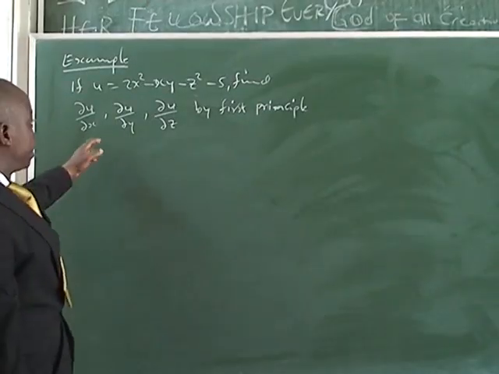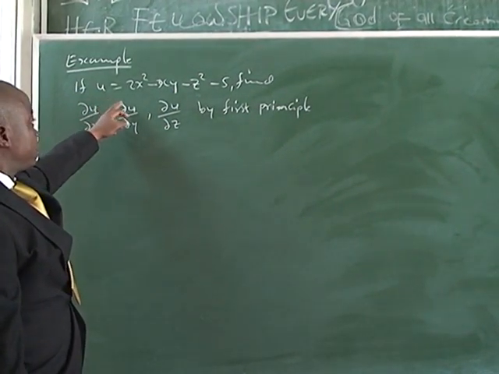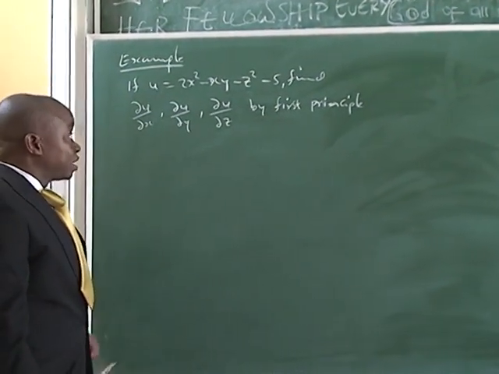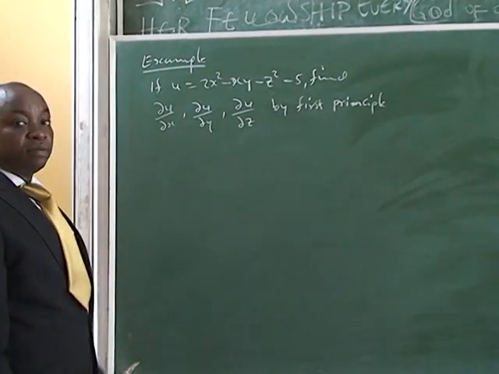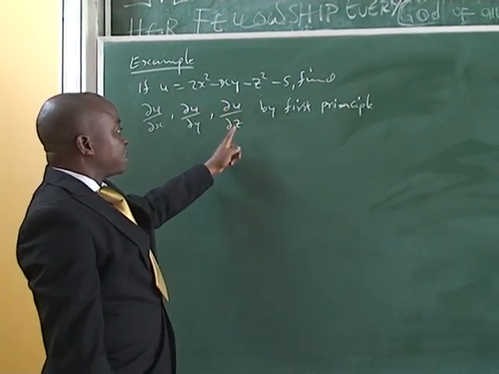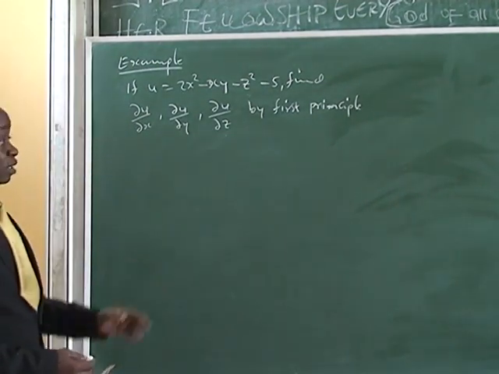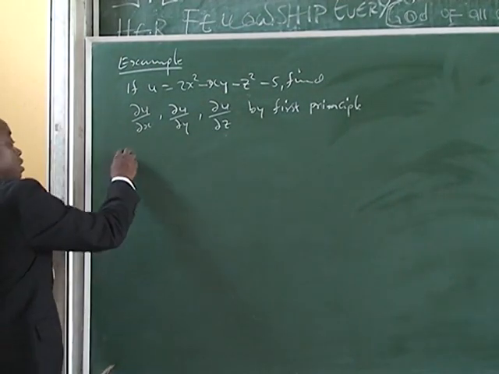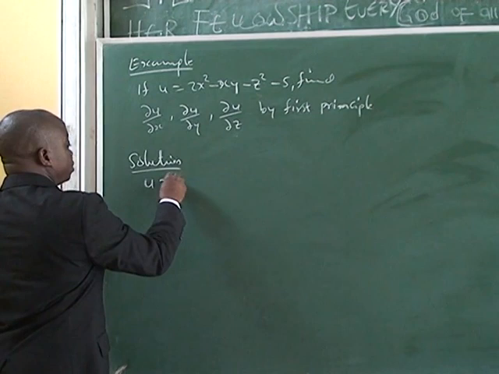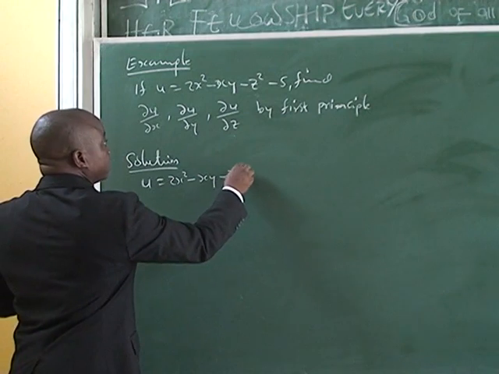Okay, so let's take this example. If u is equal to x squared minus xy minus z squared minus 5, find partial u partial x, partial u partial y, partial u partial z by first principle. So we are going to use first principle definition to evaluate this. Now let's take the solution. We have that u is equal to x squared minus xy minus z squared minus 5.